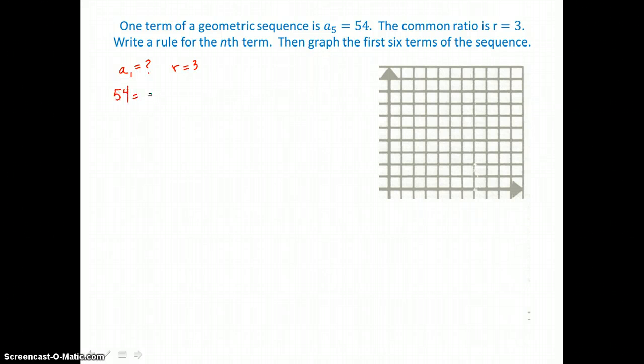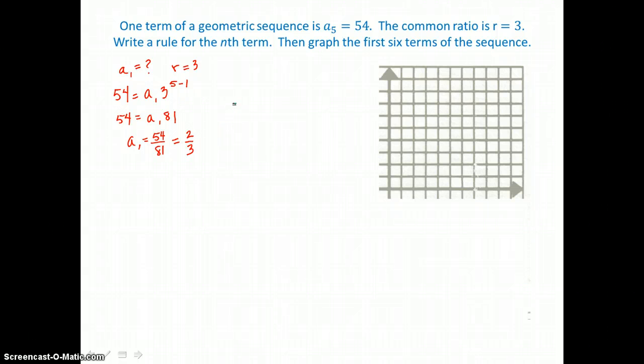It's equal to the first term times the common ratio of 3 raised to the 5 minus 1 power. So 54 is equal to a sub 1. 5 minus 1 is 4. 3 to the fourth power is 81. And dividing both sides by 81, a sub 1 is equal to 54 over 81. There's a factor of 27 top and bottom. 27 goes into 54 twice and into 81 3 times.